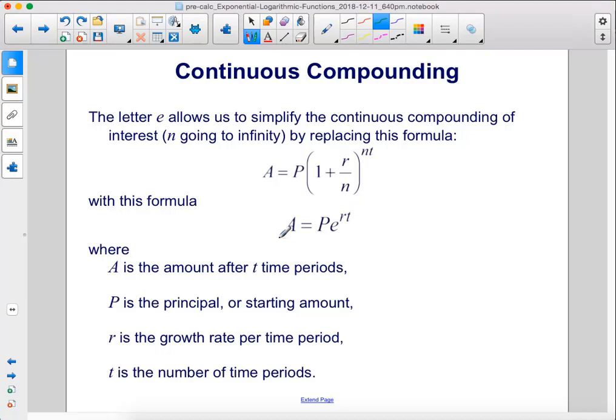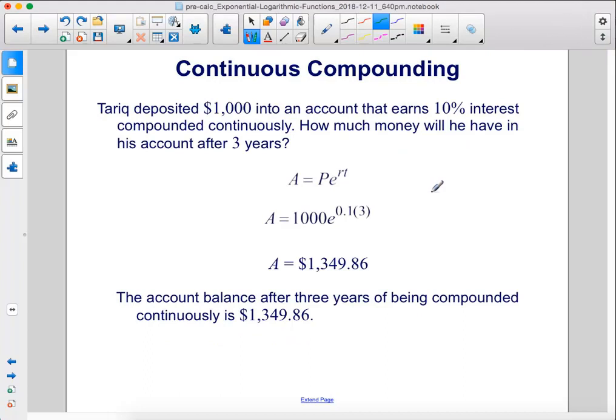A is the amount after t time periods, P is the principal or starting amount, r is the growth rate per time period, and t is the number of time periods. Tariq deposited $1,000 into an account that earns 10% interest compounded continuously. How much money will he have in his account after 3 years?